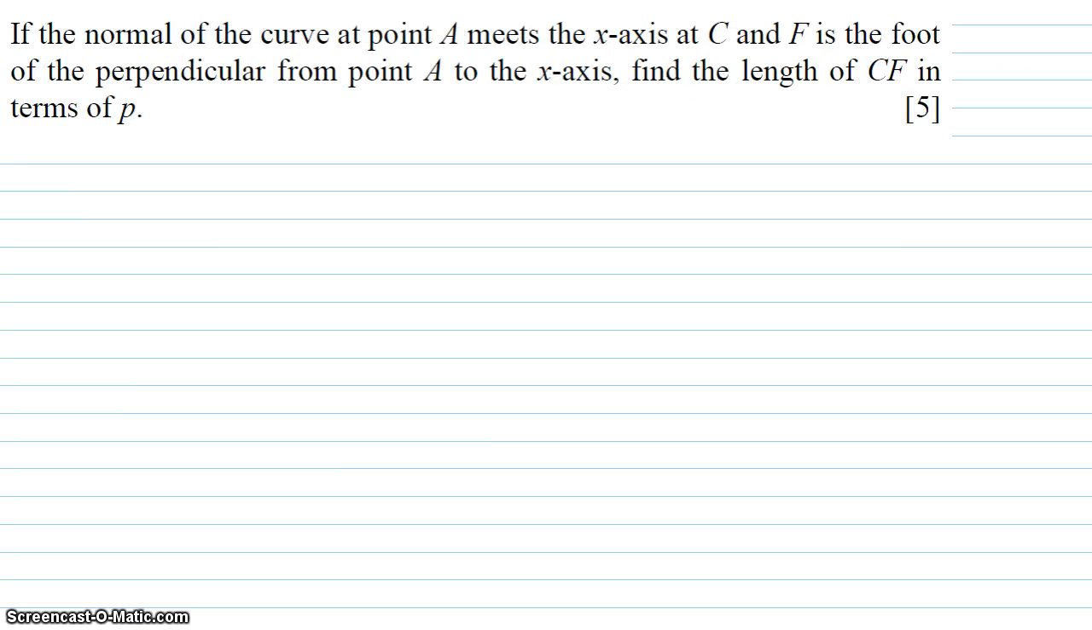And this is the equation of the tangent line to the curve at the point A, (p, 4p squared plus 1). For the second part here, we're told that the normal to the curve at the point A meets the x-axis at C, and F is the foot of the perpendicular from A to the x-axis. Find the length of CF in terms of p.